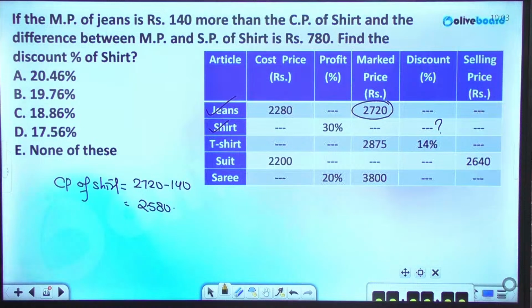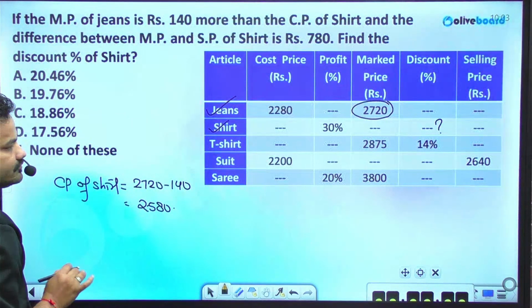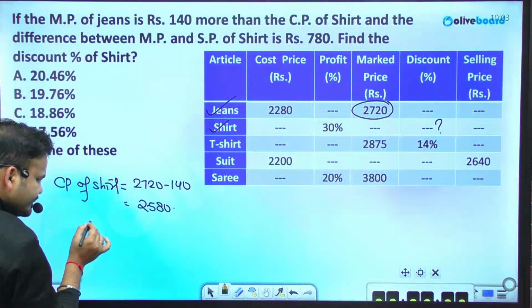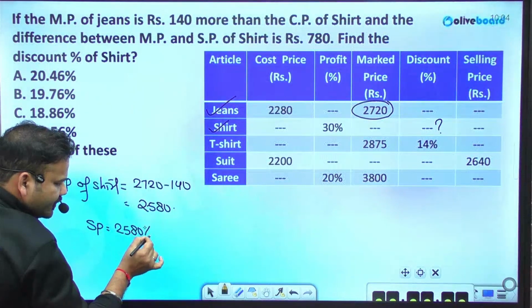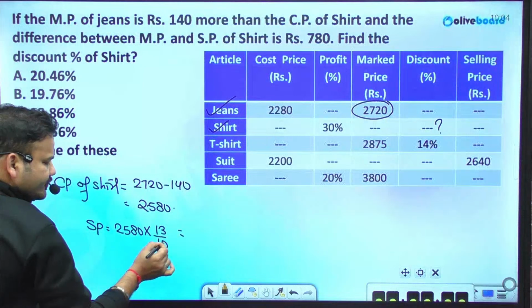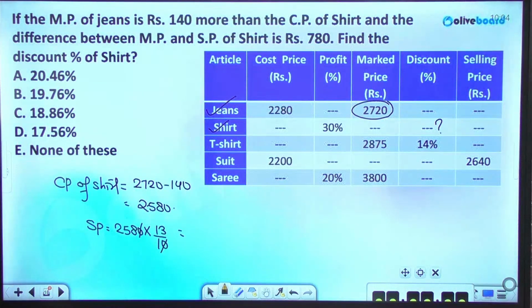Now we know the cost price of the shirt. And the difference between MRP and SP of shirt is rupees 780. 30% is the profit. So we can just say selling price of the shirt will be 2580. 30% profit means 13 by 10, so this is 0 0 eliminated, so this is 258 into 1.3.